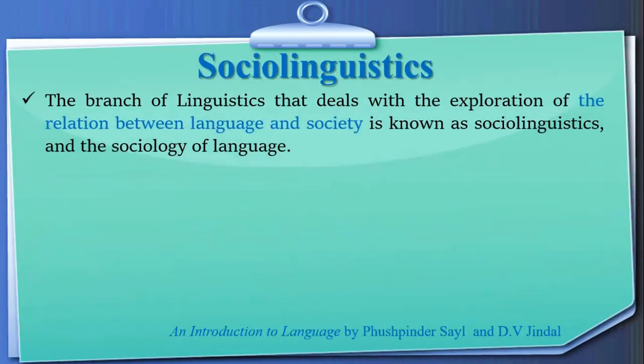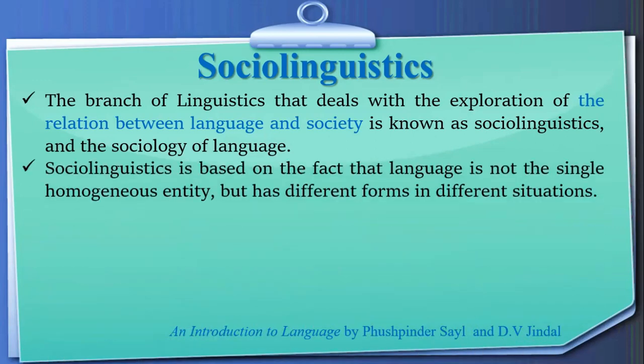Here is a definition from An Introduction to Linguistics by Pushpinder Syal and D.V. Jindal. According to this book, the branch of linguistics that deals with the exploration of the relation between language and society is known as sociolinguistics, or the sociology of language. And very simply, as we already said, sociolinguistics is all about the relationship between language and society.